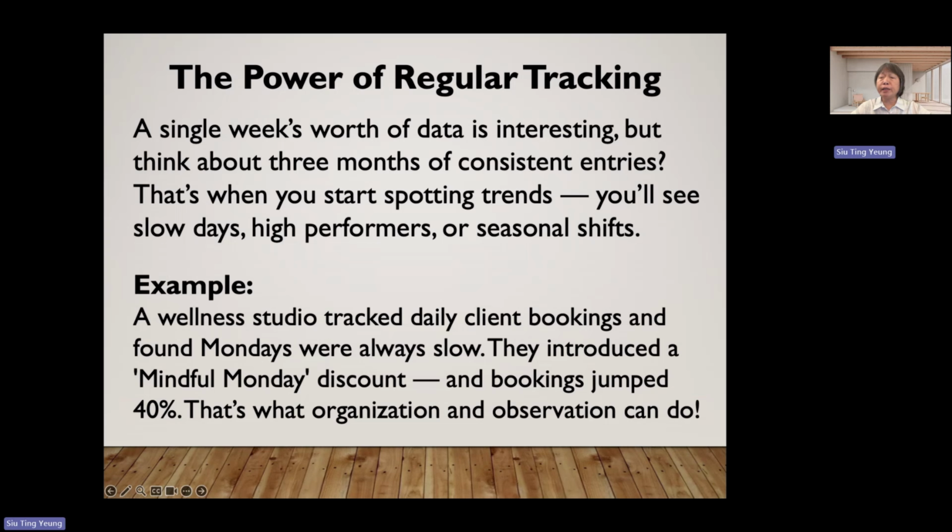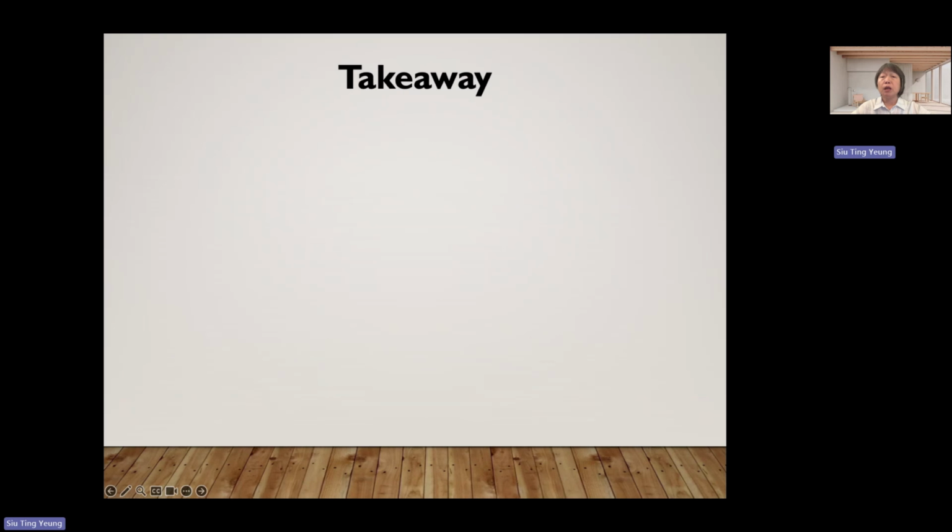It tells the organization that the daily client bookings are slow. Therefore, a discount was introduced to solve the sales performance problem for them. As a result, bookings jumped dramatically by 40%. So here you see. So let us conclude today's lesson.